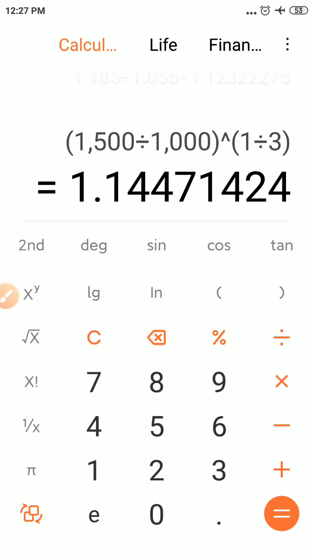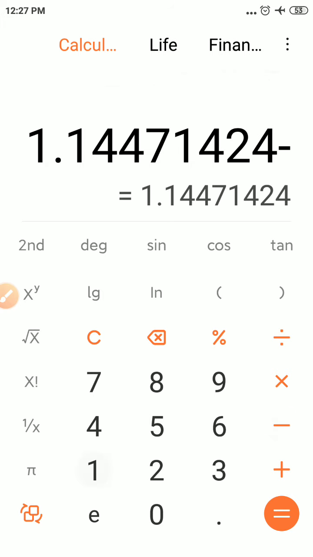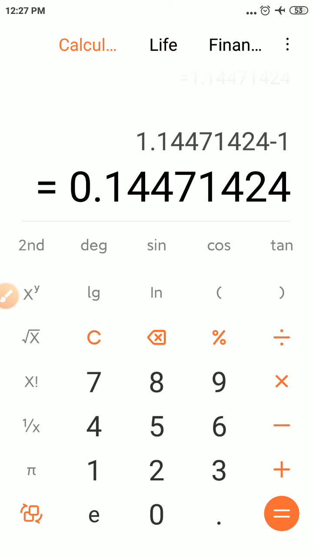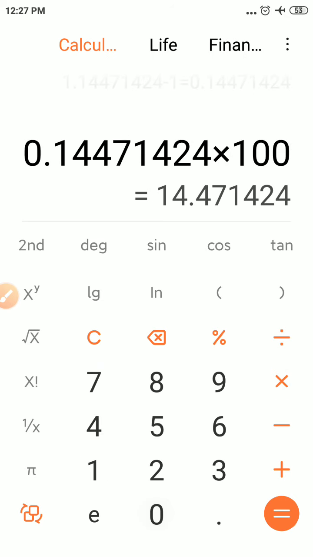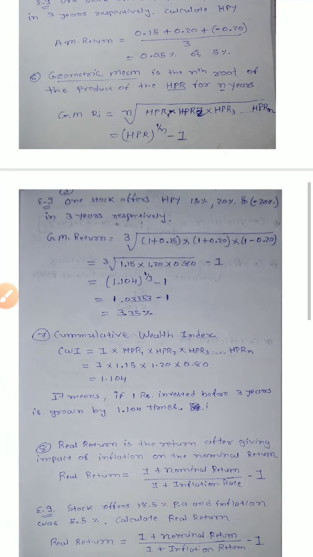This is HPR minus 1. So I'll get the HPY, into 100. I will get the return in percentage, that is 14.47. So any answer where you have an nth root, you can use this method.